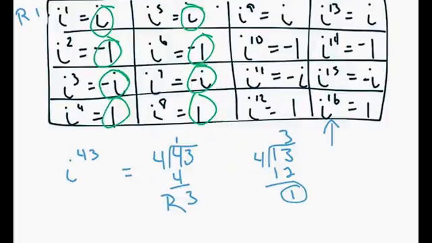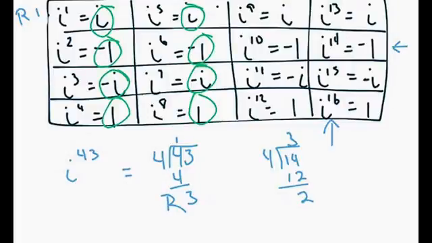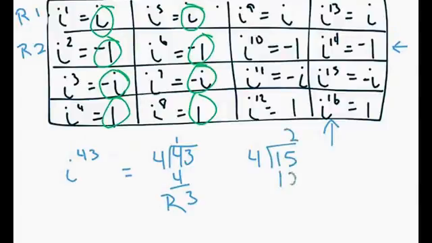Okay, now I'm going to erase this. Let's look at the next one. Let's look at 14. 4 goes into 14 3 times with a remainder of 2. Well, i to the 14th equals negative 1. Everything with a remainder of 2 is going to equal negative 1. Okay, I'm going to erase that. How about 15? 4 divided into 15 goes 3 times, sorry.